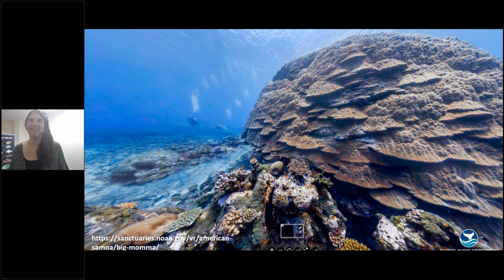So we have this 360 viewer that you can actually steer around, take a little tour of this coral. But just to give you an indication of size right now, this coral is 6 meters high. It's over 40 meters around, and it sits in about 12 meters of water. So it can easily be seen from the surface.